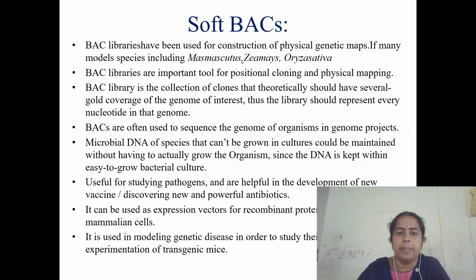Then bacterial library construction using physical genetic maps. In many model species like Arabidopsis, Zea mays, and Oryza sativa, this has been done for positional cloning and physical mapping. Theoretically, it should have several-fold coverage of the genome of interest, and the library should have every nucleotide in that genome.